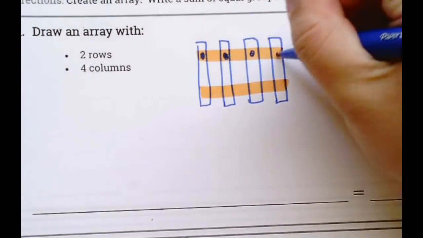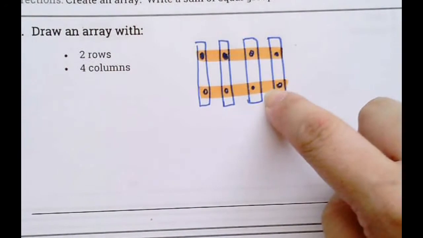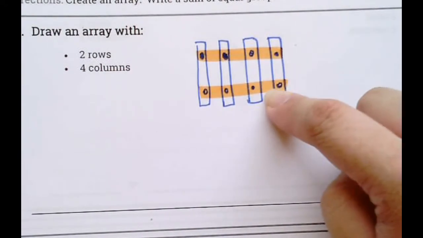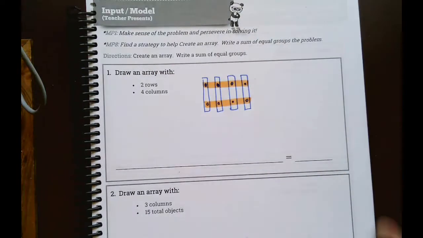Here's another spot. It doesn't go in between because there's no blue right there blocking it off. All right. So then that's our array. All we need to do now is write our equation.